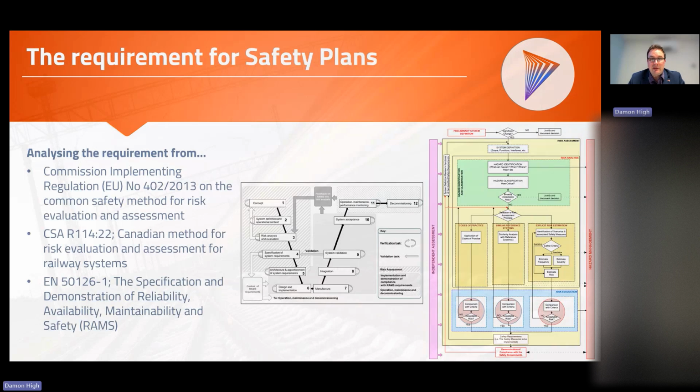So in terms of the requirement for safety plans, we're going to be looking at the requirement for safety planning activities in terms of how that's captured within the common safety method for risk evaluation and assessment. So that's an EU and UK regulation. We'll be thinking about it in terms of the Canadian method for risk evaluation and assessment for railway systems, a standard that's been around for about 2.5, 3 years now. And also in the context of EN 50126, which is one of the European CENELEC standards. So we've got the life cycles for CENELEC in the middle of the screen, and for those of you more familiar with CSM and CMREA, we've got that risk management process on the right-hand side.